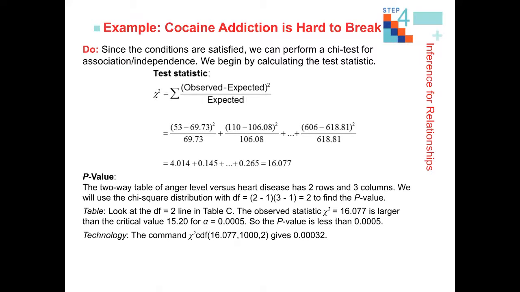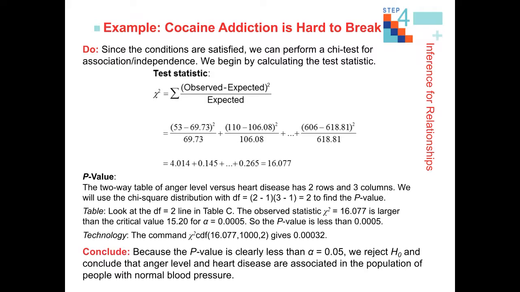There's the formula. Again, first 2 terms and then write the last term. If you're using the table, you're looking at degrees of freedom 2. So we know that the p-value is very small. So because p-value is less than 0.05, rejecting the null hypothesis and conclude that anger level and heart disease are associated, that there is an association between the 2 variables. Rejecting the null, concluding the alternative.